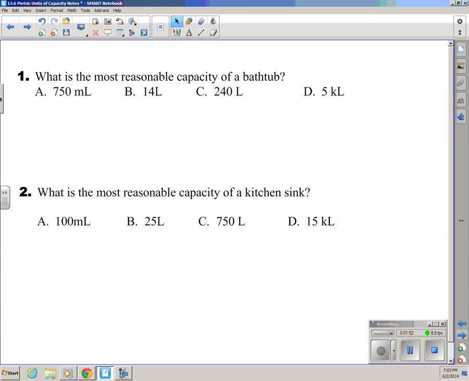So what's the most reasonable capacity of a bathtub? 750 milliliters, 14 liters, 240 liters, or 5 kiloliters. My recommendation and suggestion for the most reasonable, I would say 240 liters is the most reasonable for a bathtub. You might want to pick 5 kiloliters, but 1 kiloliter is 8 trash cans, so 5 kiloliters is 40 trash cans, and that's too much.